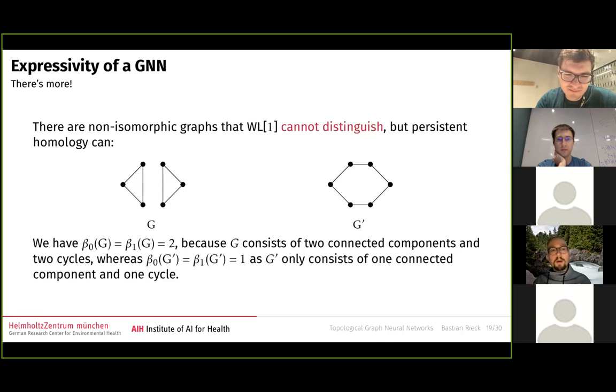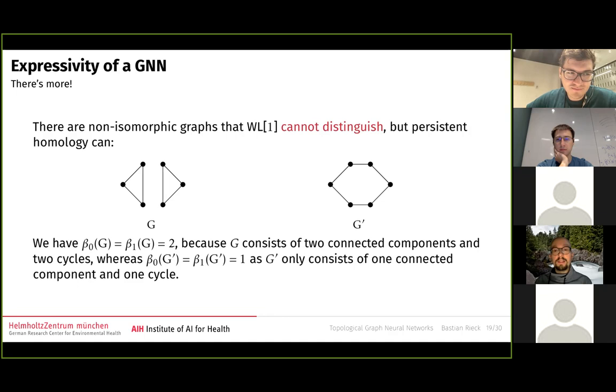Now, this is kind of the lower bound, but let's also see whether we can do more. And this is my favorite example, actually, because it's so simple but so powerful. Namely, it turns out that there are non-isomorphic graphs that the WL1 test cannot distinguish, but persistent homology can distinguish them, and quite trivially so. On the left-hand side, you have two triangles, and on the right-hand side, you have a hexagon. If you initialize these graphs with the degree of the node, then you will see that the WL test will always result in the same counts of labels. So the WL test cannot tell these two graphs apart.